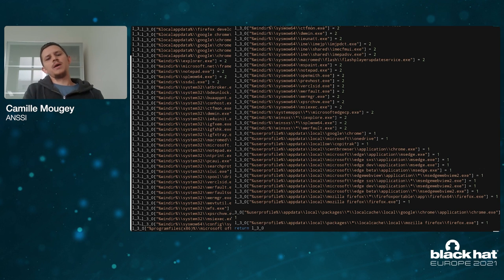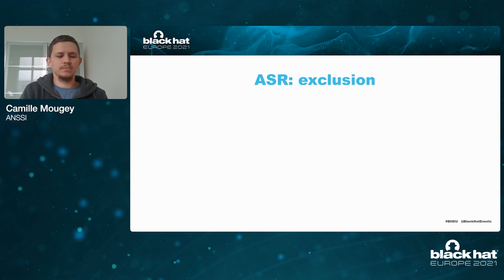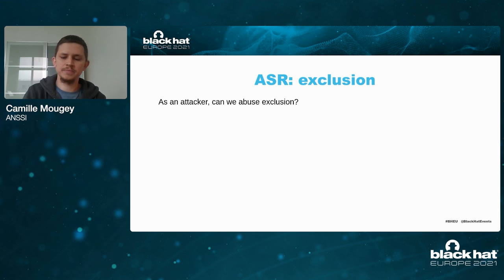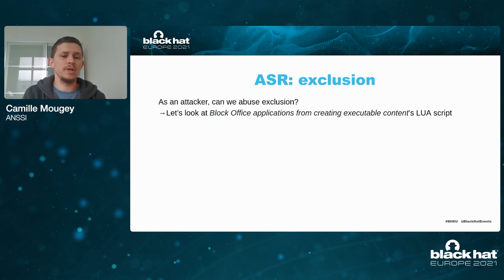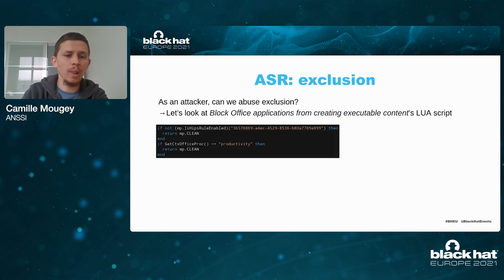So in addition to this rule, you have a lot of exclusion lists, and then you can also have exclusions from Lua scripts. The question is, as an attacker, can we abuse these exclusion lists? So let's have a look at the script related to the block Office application from creating executable content rule.